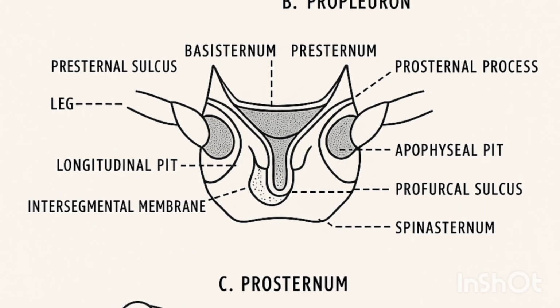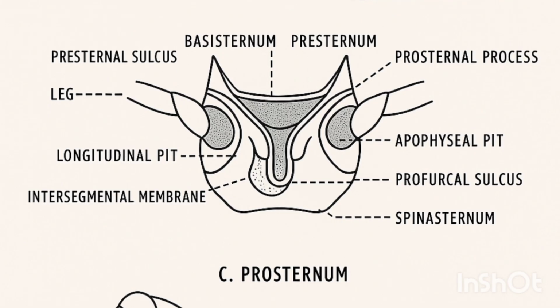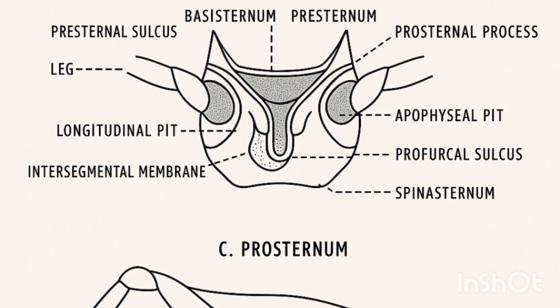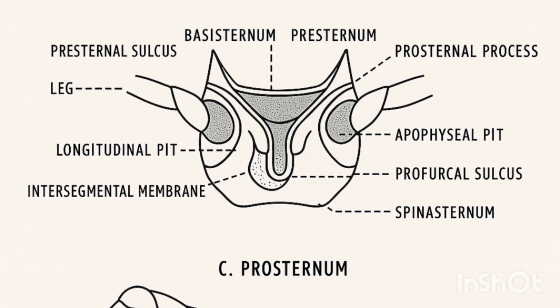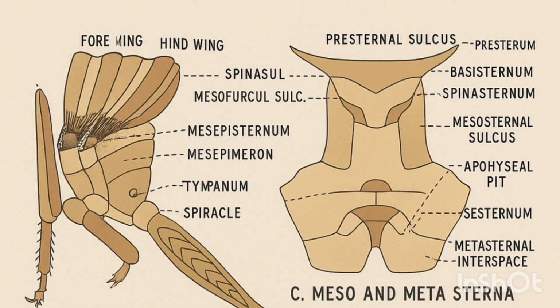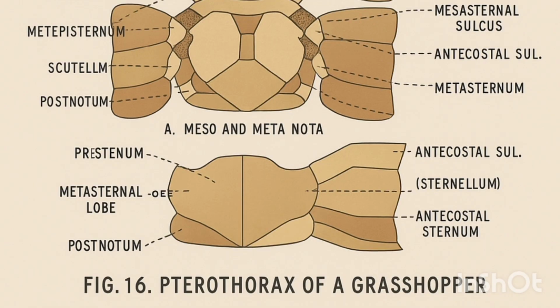Presternal sulcus/longitudinal pit: external grooves or pits often mark the position of internal structures, apodemes and apophyses. A sulcus is a groove; a pit commonly corresponds to the base of an internal apophysis. Prosternal process: a median projection of the prosternum that extends between or behind the forelegs. In many orthopterans this process is a rigid projection used for articulation and as a point for muscle attachment. It can also interlock with the mesosternum.